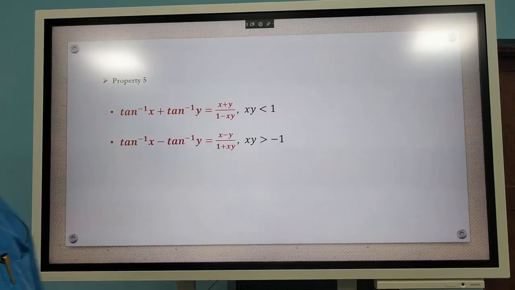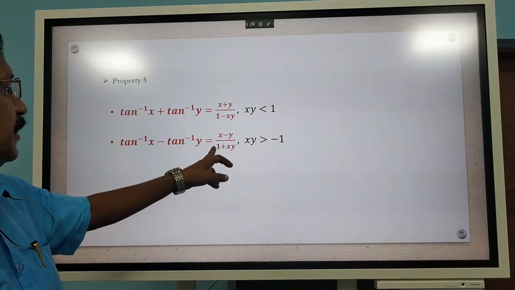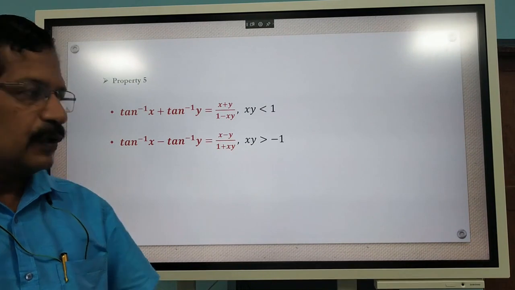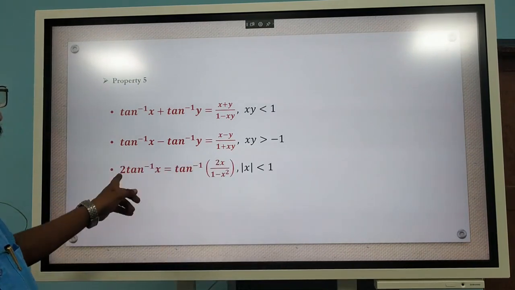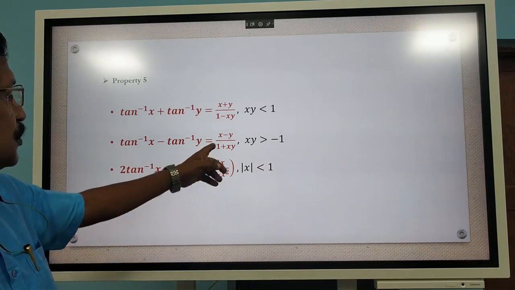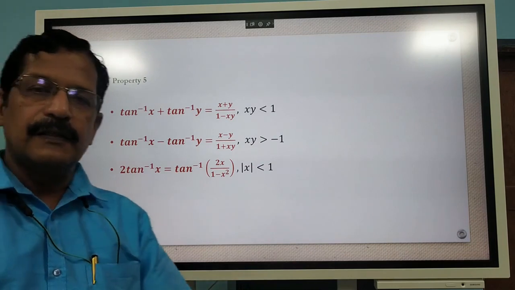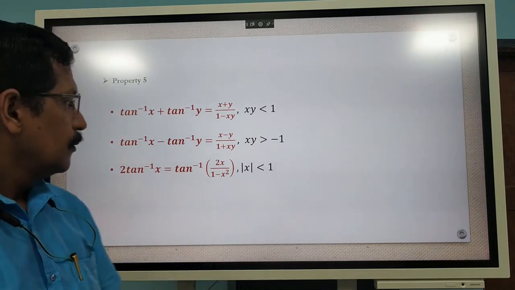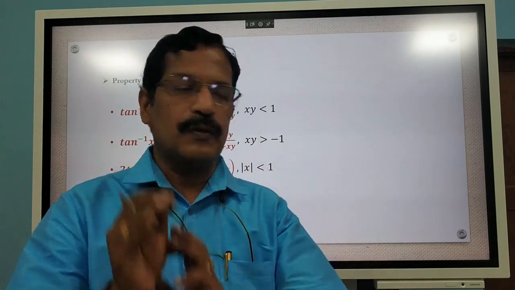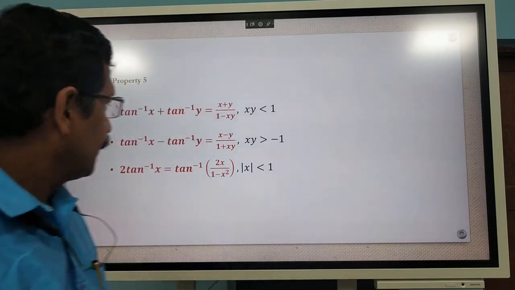Same way, next is tan inverse x minus tan inverse y is equal to tan inverse of x minus y divided by 1 plus xy, where xy is greater than minus 1. The third result is 2 tan inverse x is equal to tan inverse of 2x divided by 1 minus x square, when modulus of x is less than 1. Modulus of x less than 1 means that it lies in the open interval minus 1, 1. That is, minus 1 less than x less than 1.